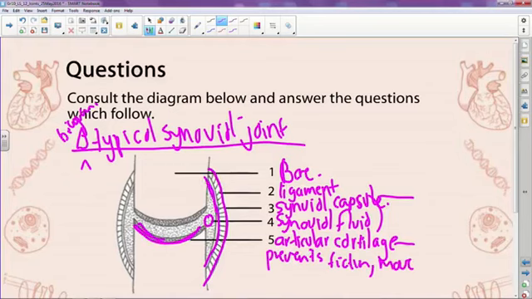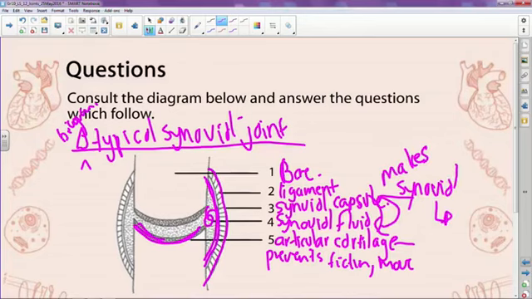What is number 3? The 3 is the synovial capsule. And the synovial capsule actually makes synovial fluid. And what is the function of the synovial fluid? It's the lubrication of the joint. So for the first question, a nice, plain, straightforward question, the diagram was quite easy, nice to see.